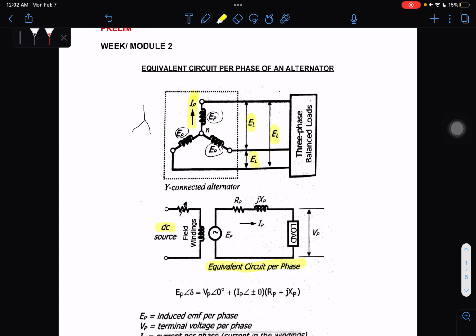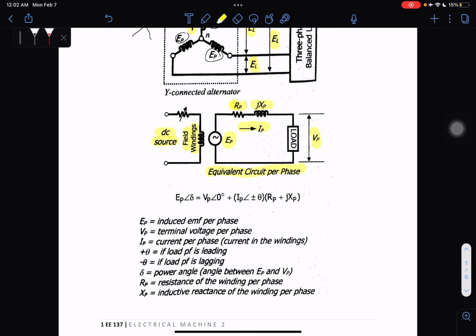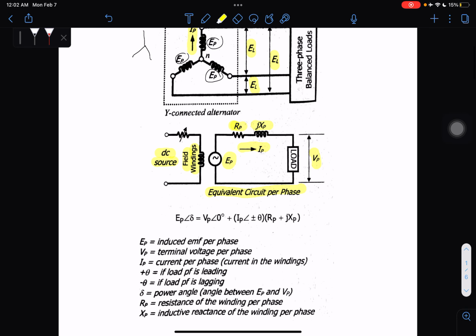For example, if we have a DC source, that is the field windings of our alternator. We have our phase current, RP, JXP, and the phase voltage across our load. So let's have our formula for the equivalent circuit of our alternator. EP with a power angle is equal to VP, the terminal voltage with an angle of 0 degrees, plus IP with an angle of positive or negative theta, multiplied by our RP plus JXP.